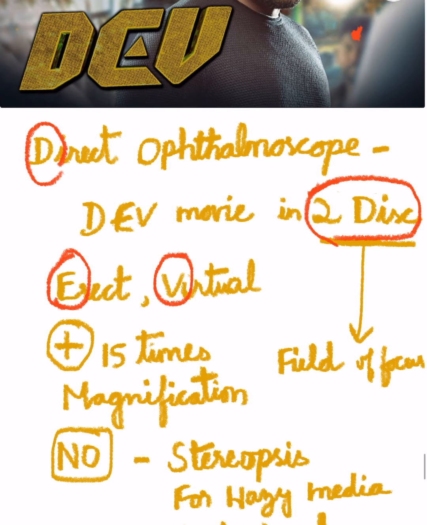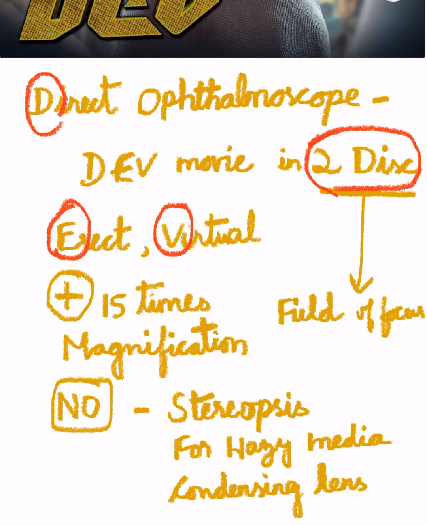In direct ophthalmoscope, there is high magnification power, that is 15 times magnification. Whereas in the indirect ophthalmoscope, the magnification power is 4 to 5 times.